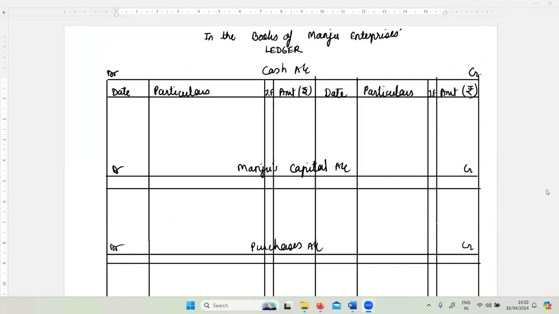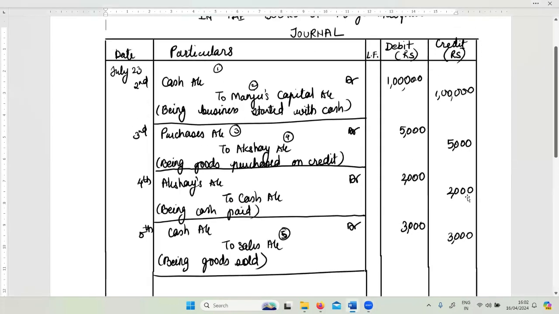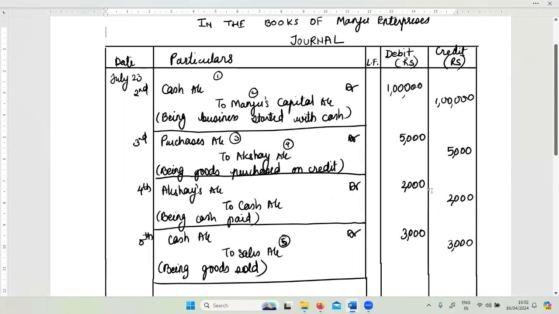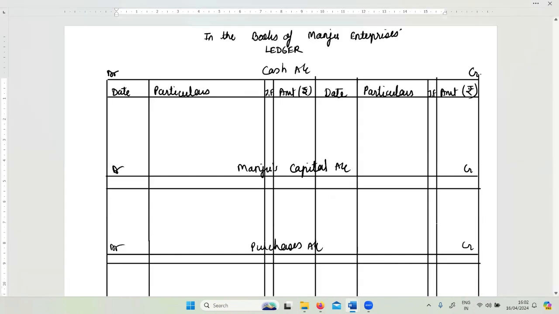Fine. Now I'm going to take the journal, and one by one the entries I am going to post into the ledger accounts. What is the first particular entry that I have? I have cash account to Manju's capital account. Now what I have to do is use the simple trick that whatever account is debit, go to the debit side of that account and write the remaining transaction. Okay. So in this case, cash account is debited. So I go to cash account debit side and write the remaining part of the transaction.